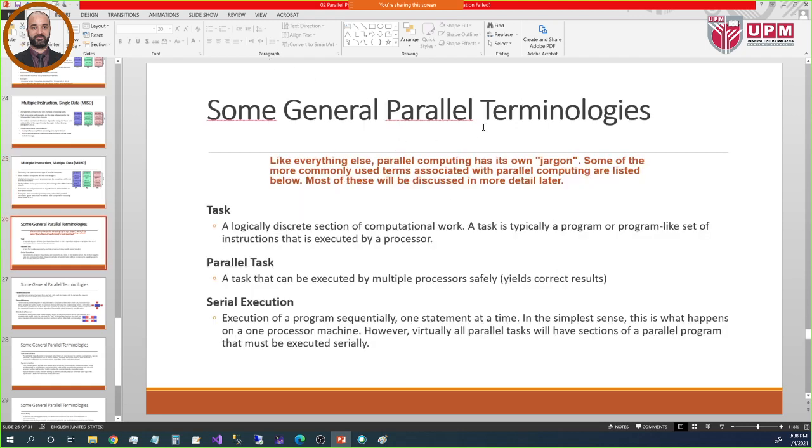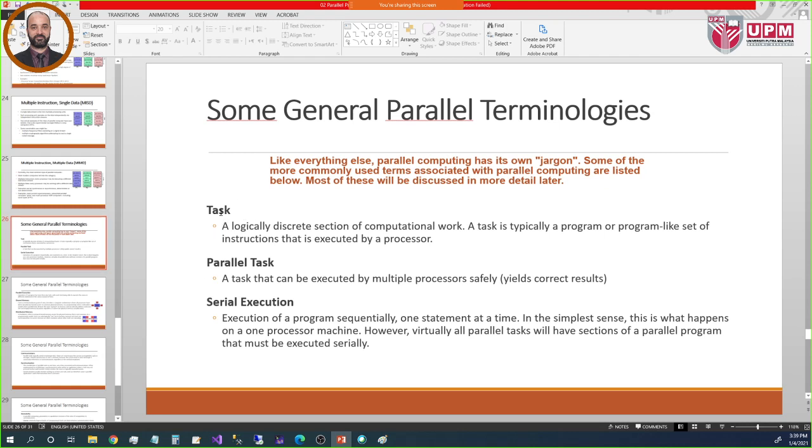Some general parallel terminologies here. These terminologies are very important for you guys to understand this topic. Like everything else, parallel computing has its own jargon or terminologies. Some of the more commonly used terms associated with parallel computing are listed below. Most of these will be discussed in more detail later.